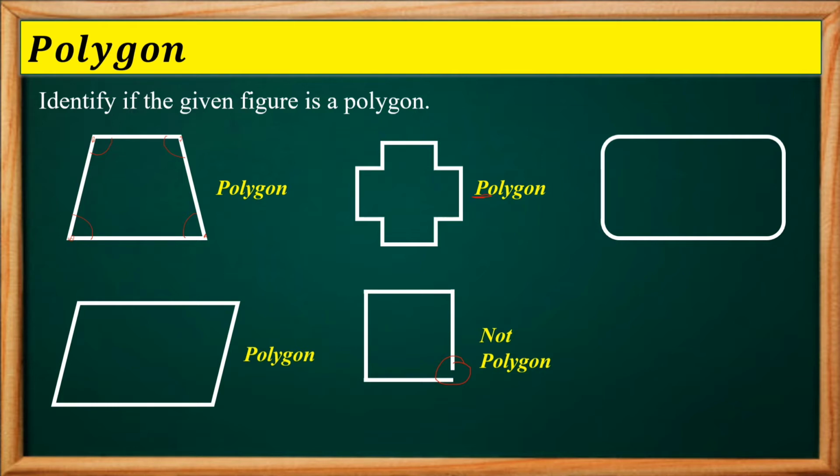Then, remember, if we say polygon, it has many vertices or many angles rather. Makakreate ba tayo ng angle? Meron ba tayong vertex dito? Wala. Kapag ganyan yan, since it is curved, then wala tayong vertices, then it is not a polygon.